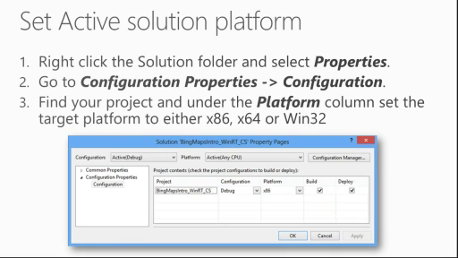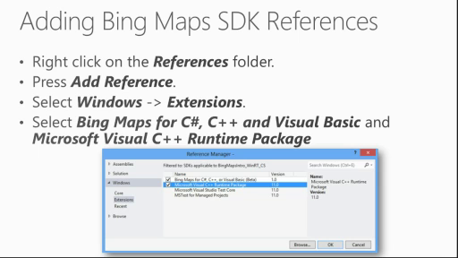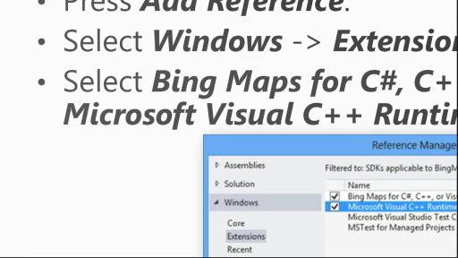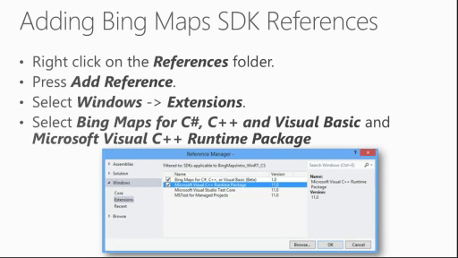Once you've done this, the next step is adding a reference to the Bing Maps SDK. Again, you right click on your references folder, click on add reference, and then scroll down to the Windows extensions, and there you will find our Bing Maps SDK that you need to make a reference to. Like we mentioned earlier, the Bing Maps SDK is developed using C++, so you'll also need to check the Microsoft Visual C++ runtime package. We need these two references for us to get Bing Maps into applications.